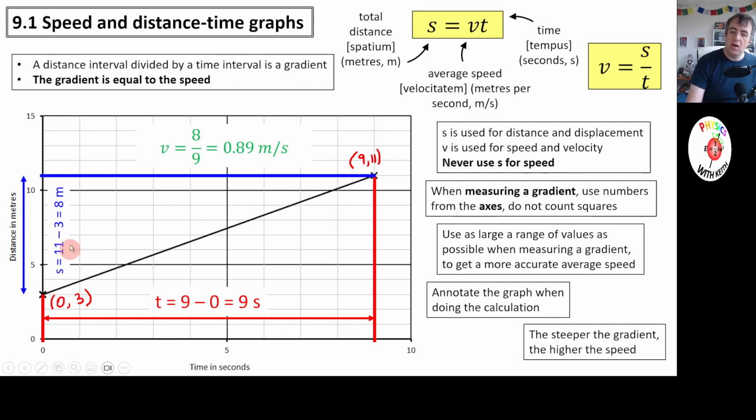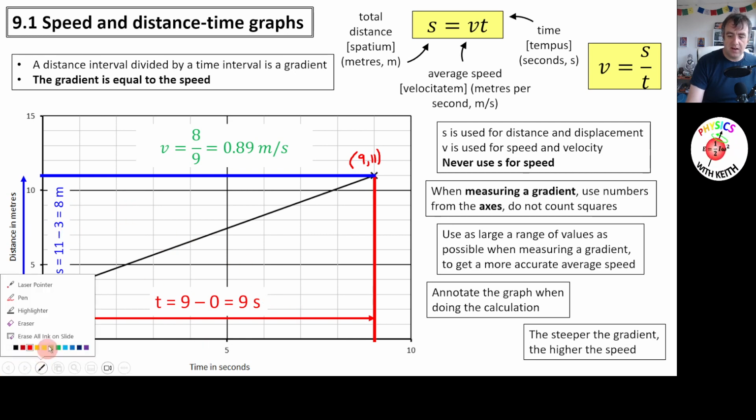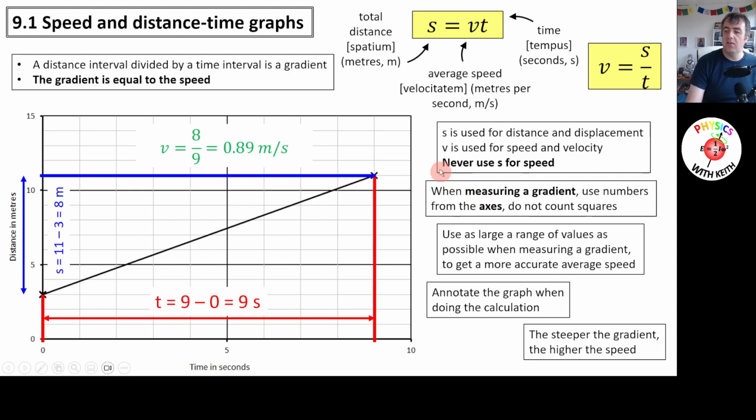Fine. You can't get a negative gradient on a distance time graph. Not technically. Why is that? Because distance can never reduce over time. We talked about that in the last video. Difference in definition between distance and displacement, and a difference in definition between distance to a physicist and distance colloquially. Same word, different meanings.